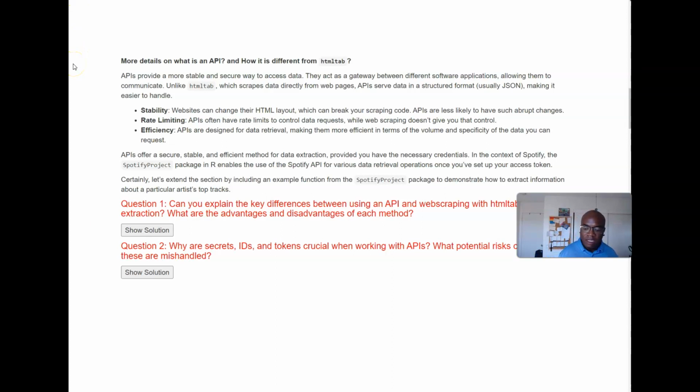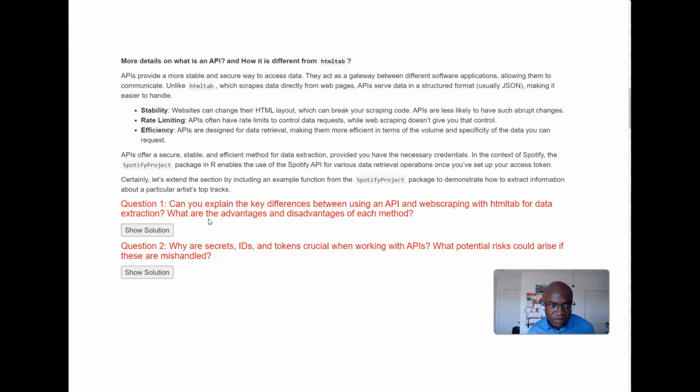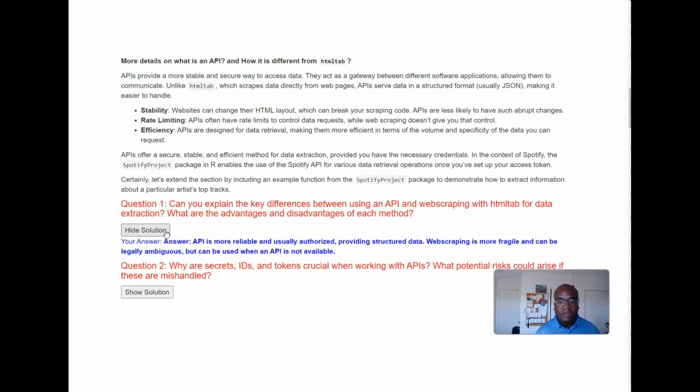So I want you all to take a moment and answer these two questions. So it says, can you explain the differences between using an API and web scraping with HTML tab for data extraction? What are the advantages and disadvantages of each method? Just went over that, of course. So the API allows you to get information directly using your ID and secret to get your token, whereas web scraping, you're just getting whatever information is on that website. Whatever it's given to you.